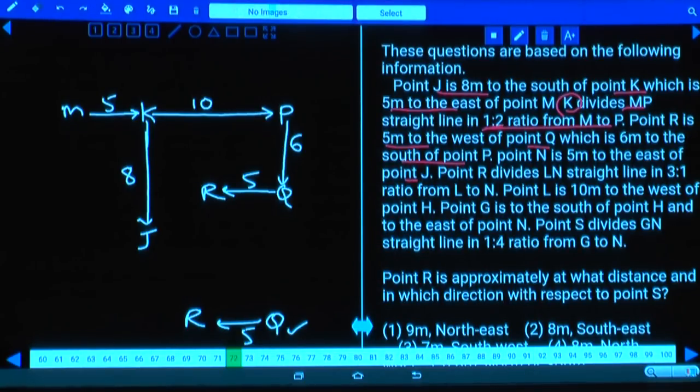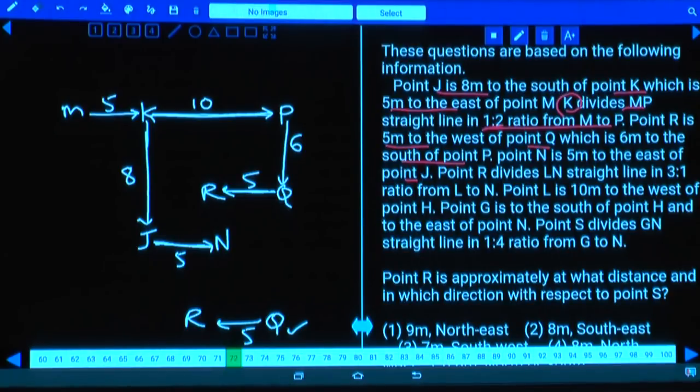As N is 5 meters to the east of J, now this N and R are in the vertical straight line. Are you agreeing with this or not? Because the total distance between K and P is 10, out of which Q and R is 5 from right to left. Here J and N is again 5 left to right.